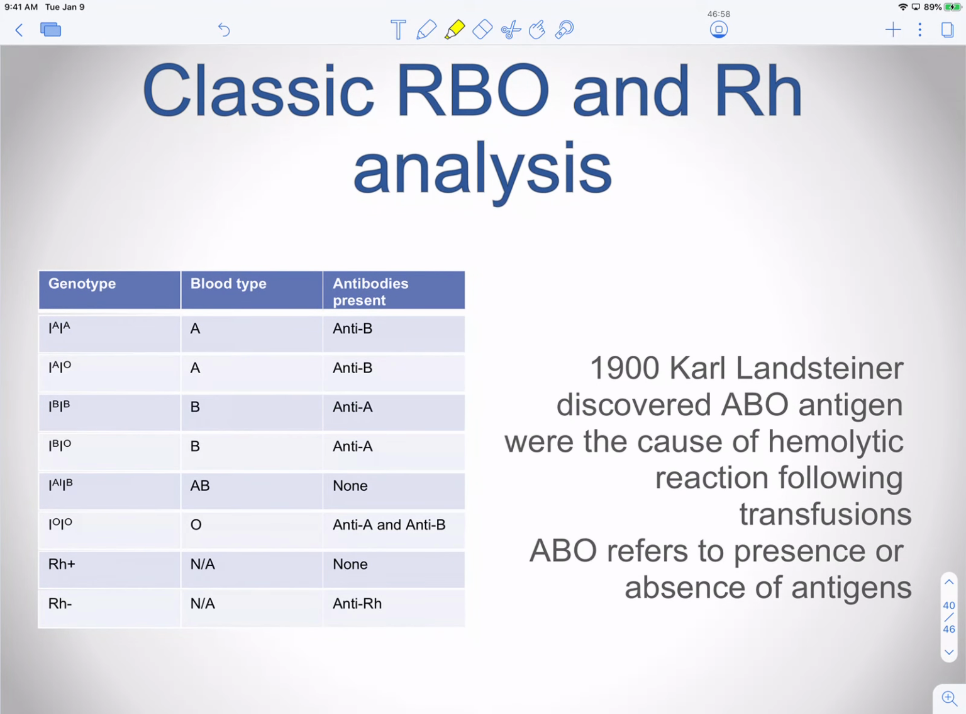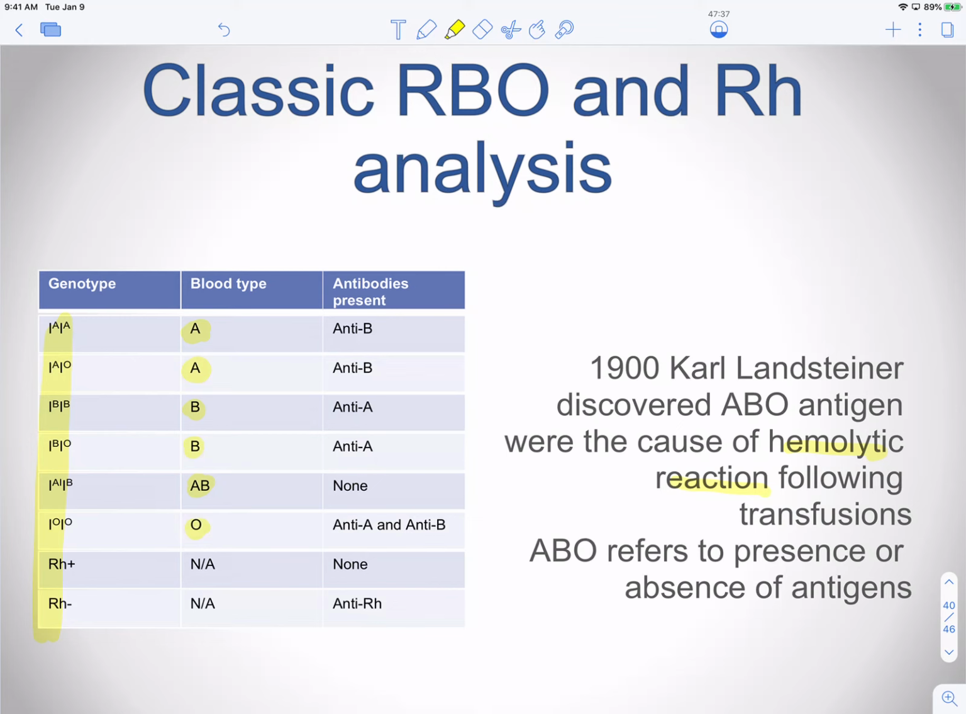We also, of course, have our ABO antigens, and these were discovered in the 1900s. They were identified as being a cause of what was referred to as a hemolytic reaction following transfusion. ABO refers to the presence or absence of the antigens. So you have different genotypes associated with your red blood cells. You have AA, which gives a blood type of A. You have AO, in which you have a blood type of A, BB, BO, B, AB, and O, which is the absence of A or B.